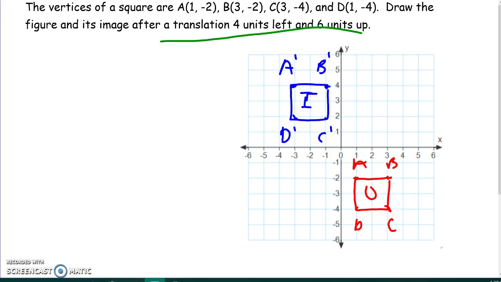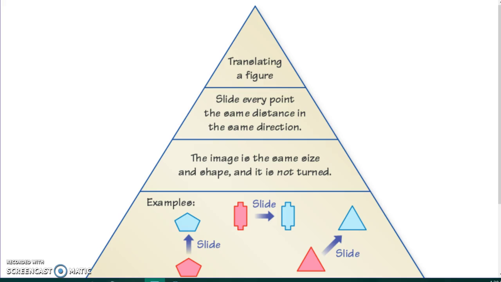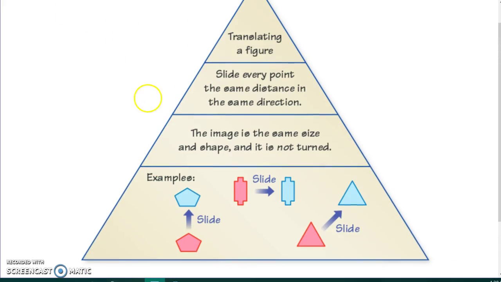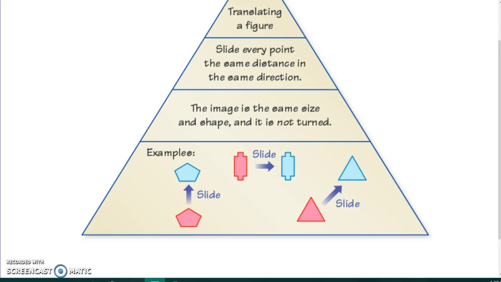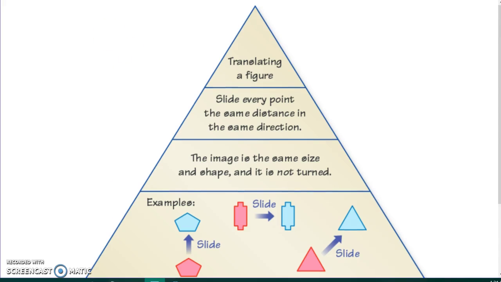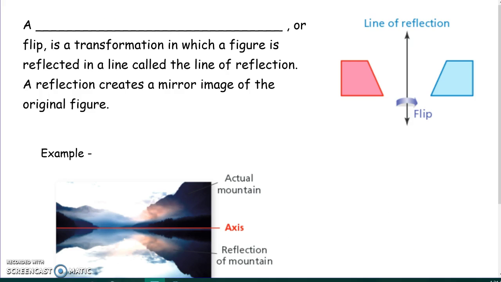Very nice. Okay, and now here's a nice little summary of how to translate a figure. Take a look, make sure it all looks okay to you, and there you have it. Okay, so next time we're going to work on reflections.